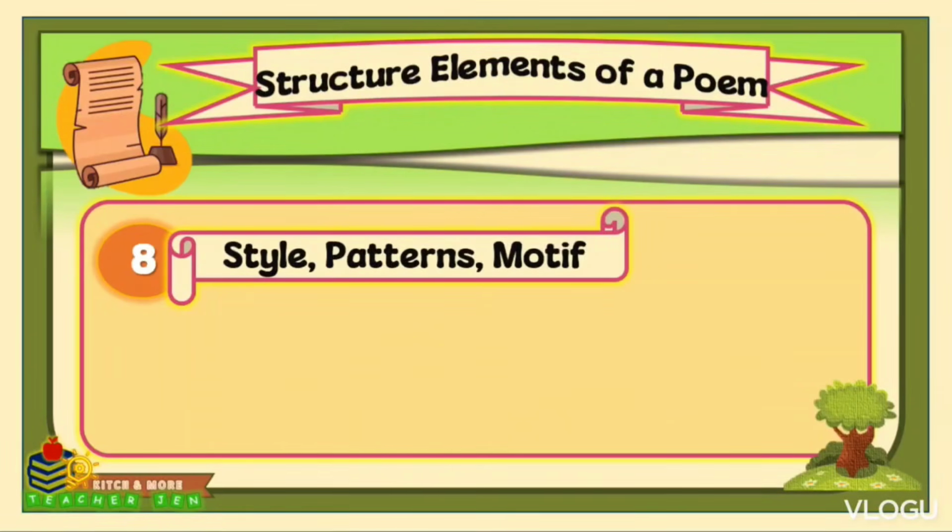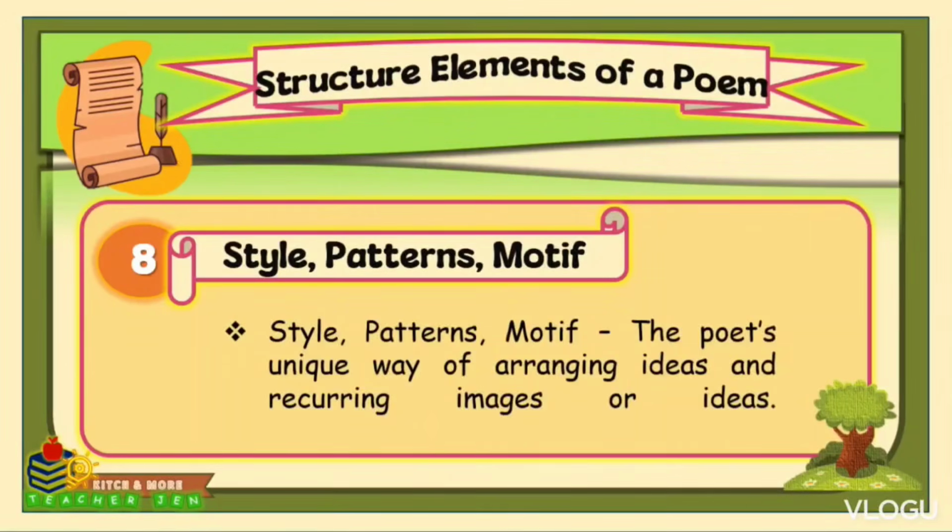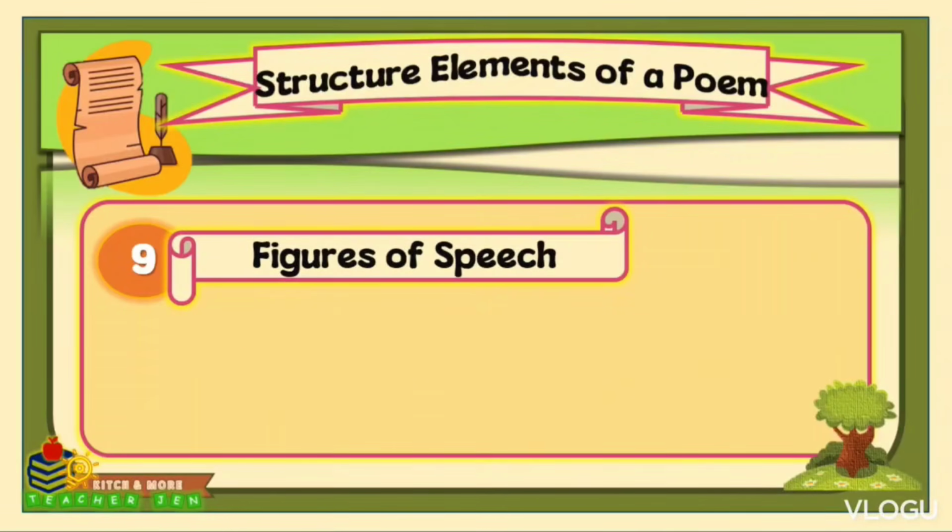Another element is style, patterns, and motif. The poet's unique way of arranging ideas and recurring images or ideas. A poet's style is like their signature. Some weave repeating ideas or images throughout their work, creating patterns that feel familiar but fresh, making their voice stand out in every stanza.